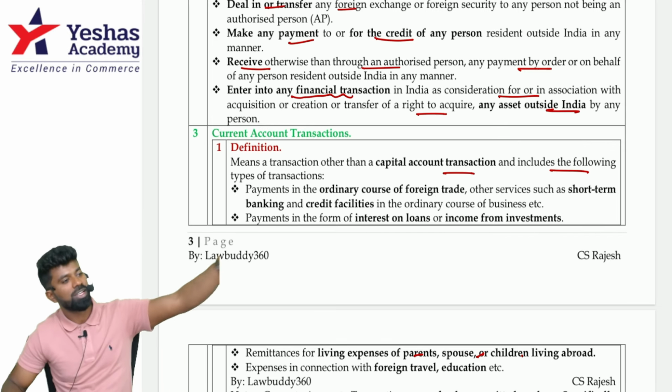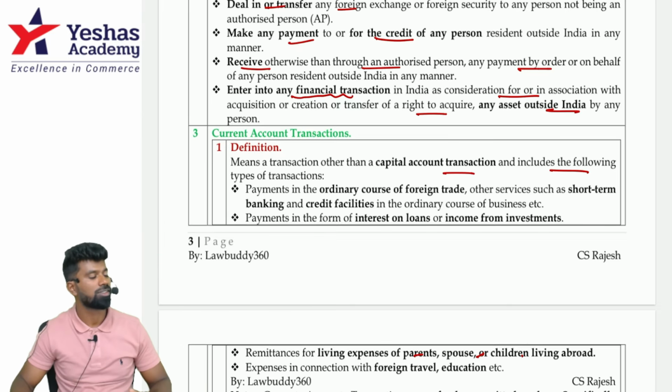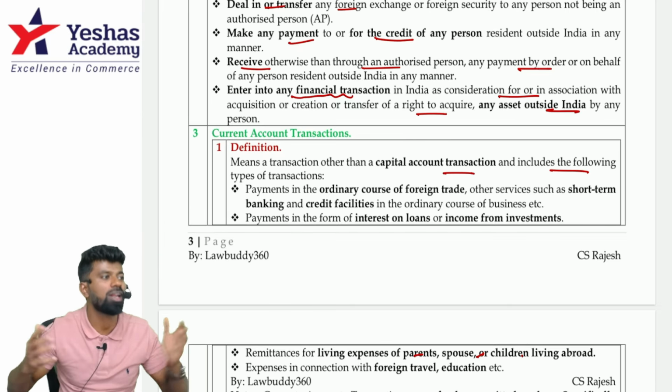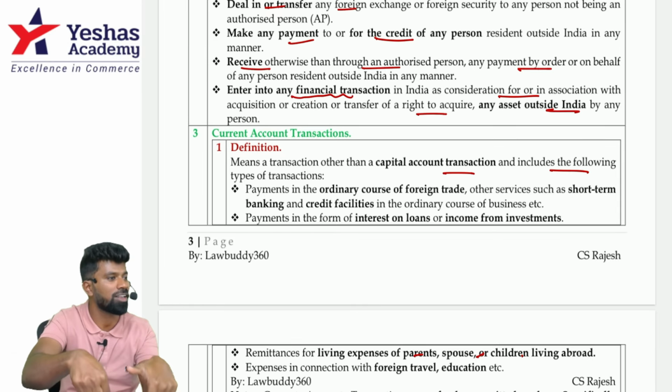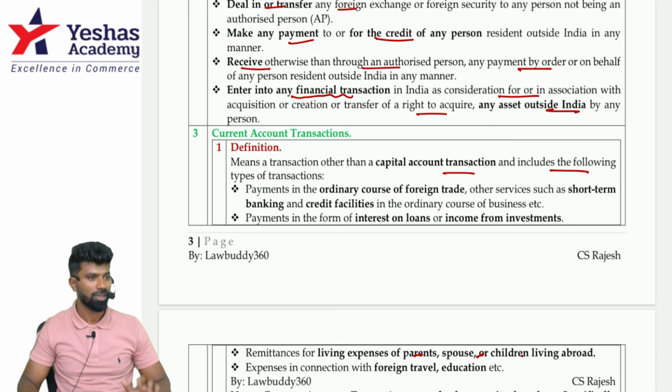A person of USA comes to India and buys a flat in India. What transaction? Capital account transactions. For him, it is a capital account transaction because an asset is created where? In India. Are we clear with this?